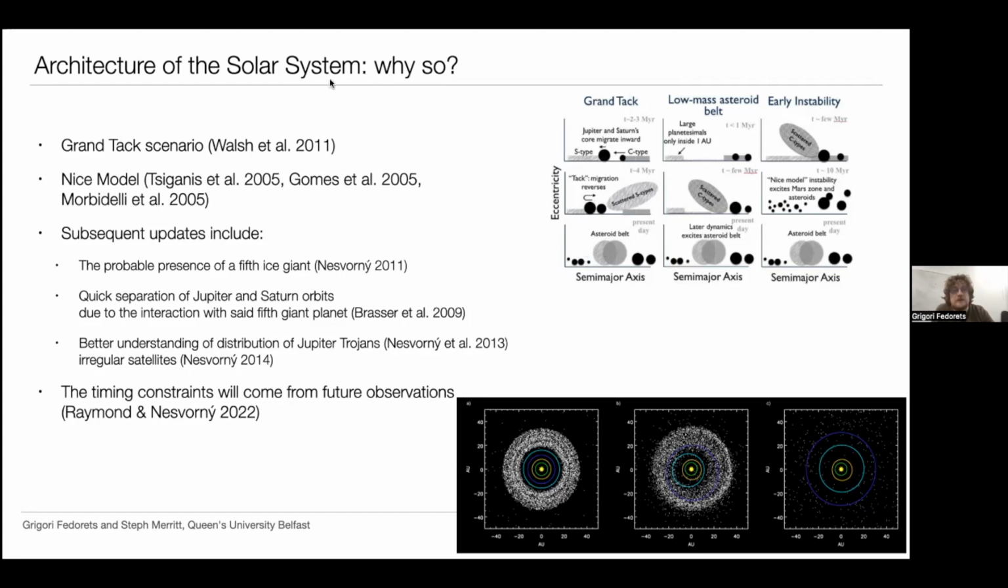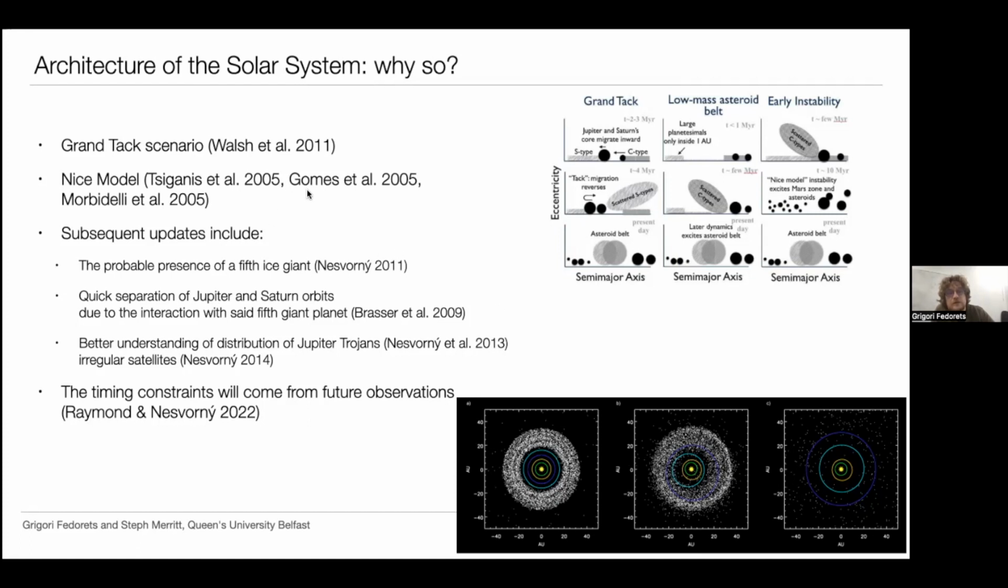Then there's another thing called the Nice model, and this is just a sketch of what is expected to have happened there. So that means Jupiter and Saturn were locked in a mean motion resonance with each other, which excited their orbits and essentially threw away the majority of small solar system bodies, and the ones that remained formed the Trojans and everything else.